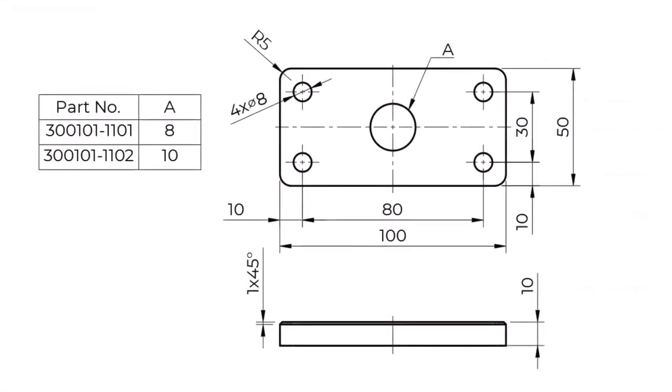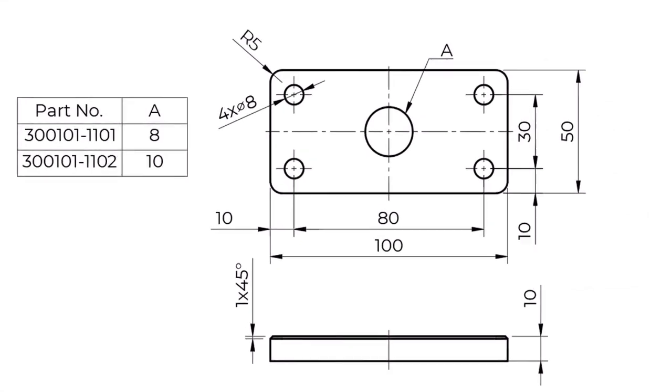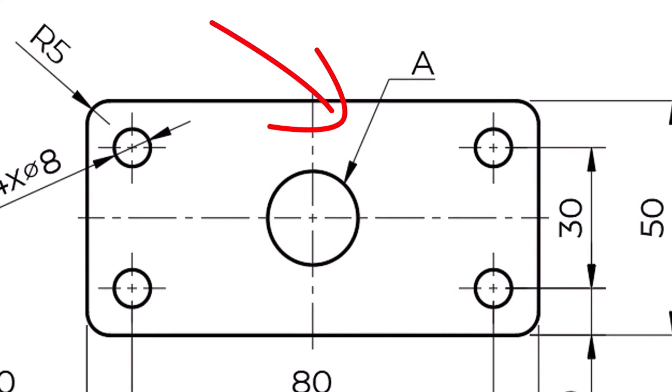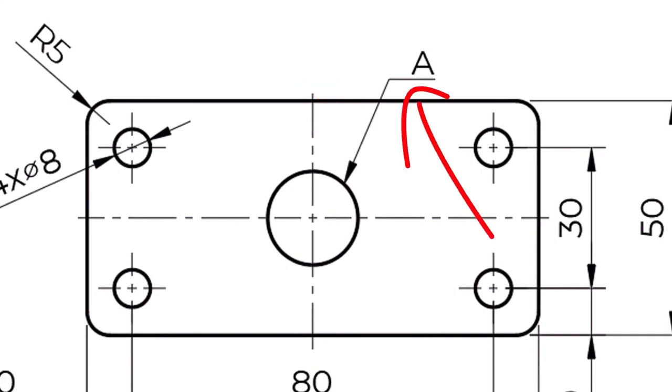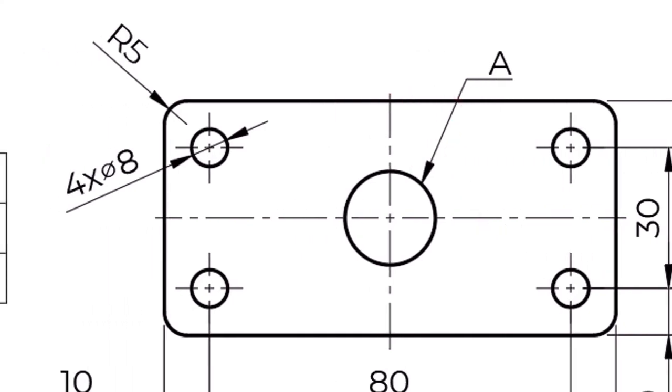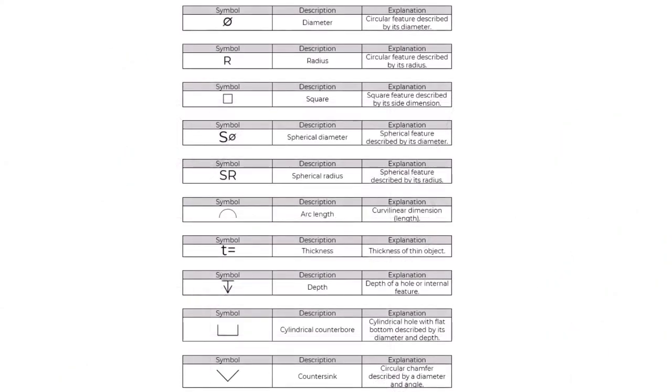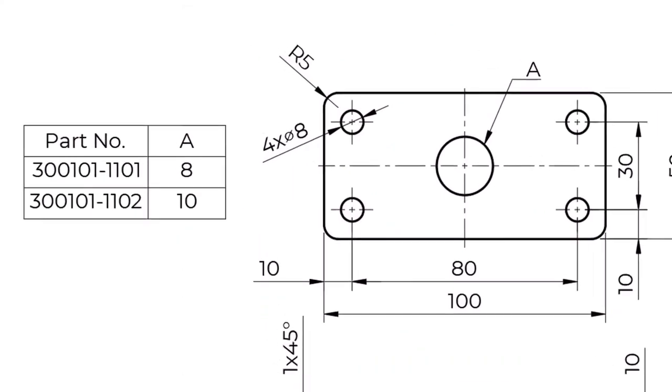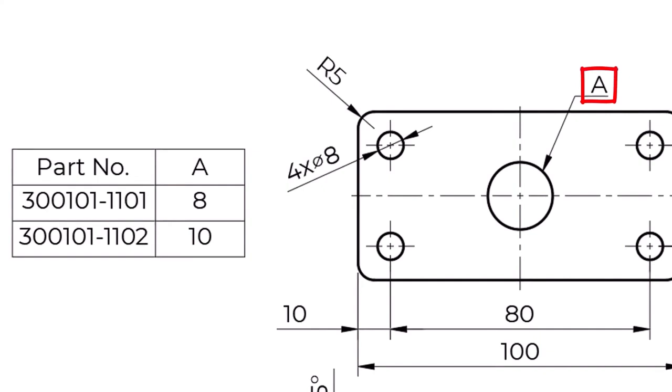In addition to the elements mentioned before, we can also encounter the following elements. Leader line used to direct a dimension, note, or symbol to the intended place on a drawing. Reference line is created in conjunction with the leader line. Property indicators, symbols, are used to replace words to simplify the drawing. Property indicators, symbols, are diameter, radius, square, spherical diameter, spherical radius, arc length, thickness of thin objects, depth, cylindrical counterbore, and countersink.